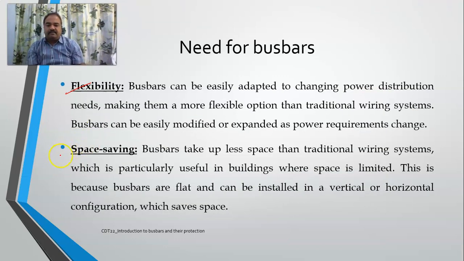And the next thing is space. They take much less space than the traditional wiring system. This is very useful, particularly in buildings where space is a constraint. Bus bars are normally flat and can be installed in a vertical or horizontal configuration, which saves space, so the volume is also very small. Nowadays, adjustable bus bars and shape-varying bus bars are also available. You can choose based upon your requirements.